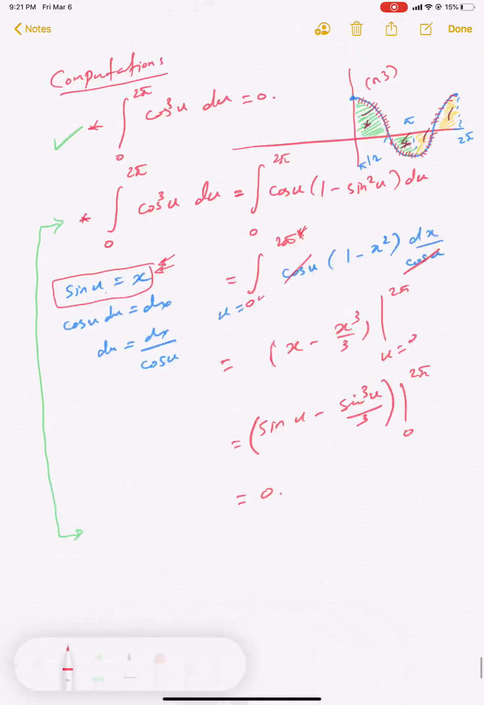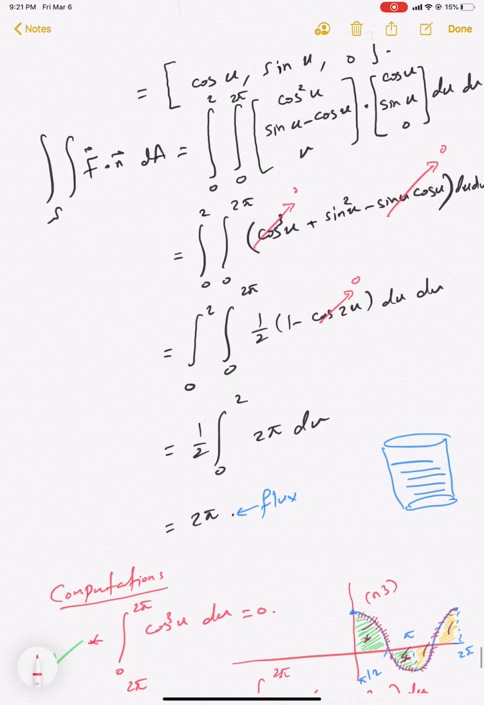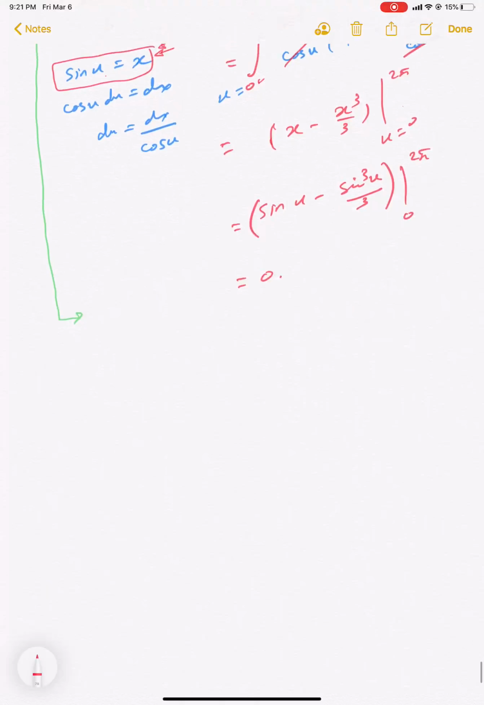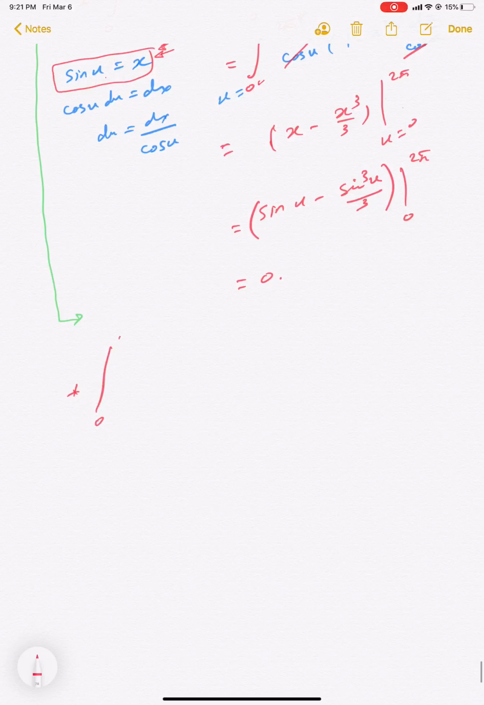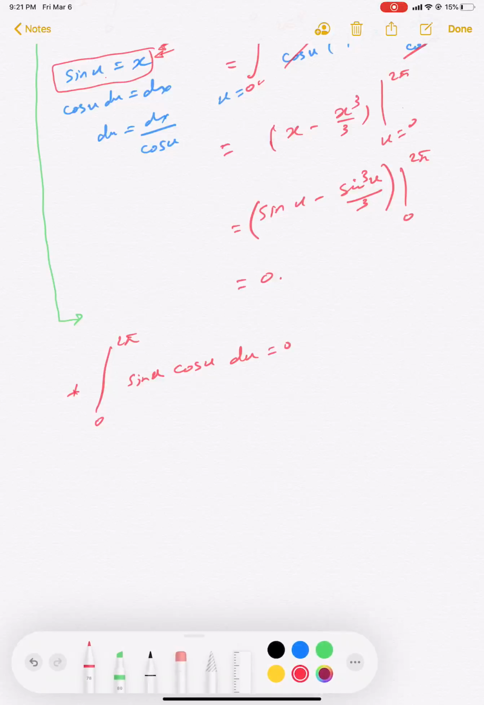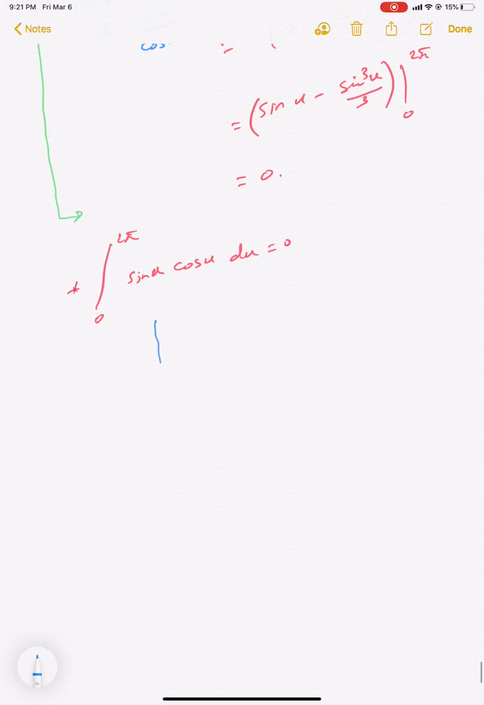The other integral that we mentioned in our computations here, I need to explain why the integral from 0 to 2 pi of sine u cosine u du is equal to 0. Again, you can do it quickly using substitution and it will give you 0. But I like to explain this geometrically because the sine and cosine, both functions, are periodic. They repeat themselves. Again, I need these ideas for later examples.